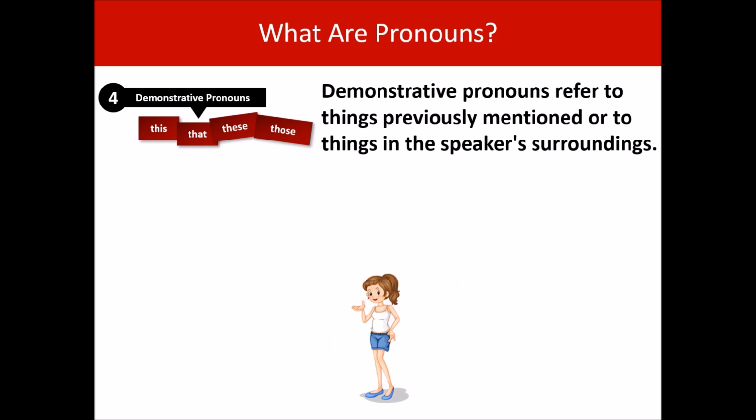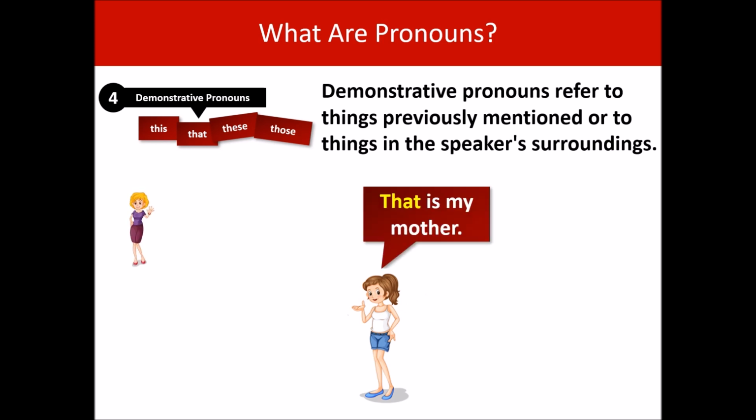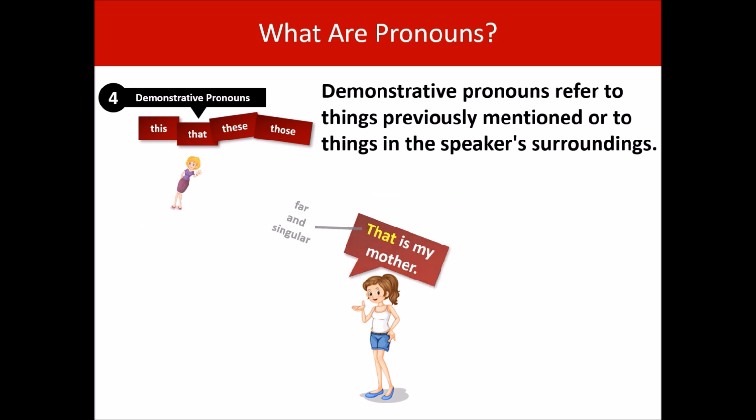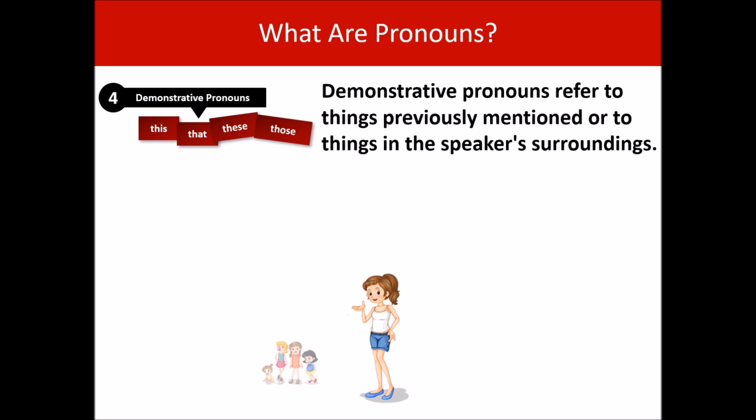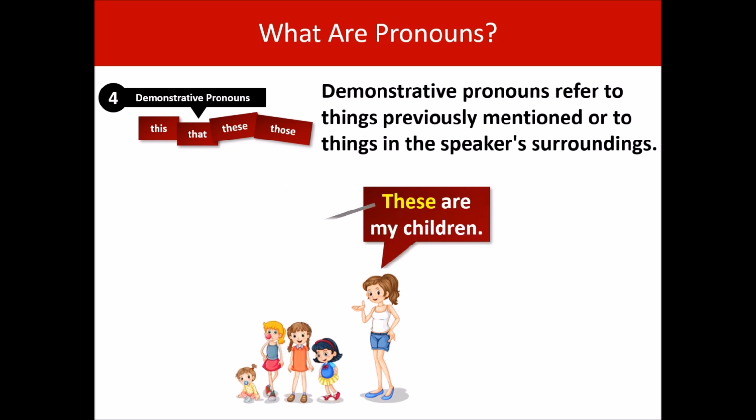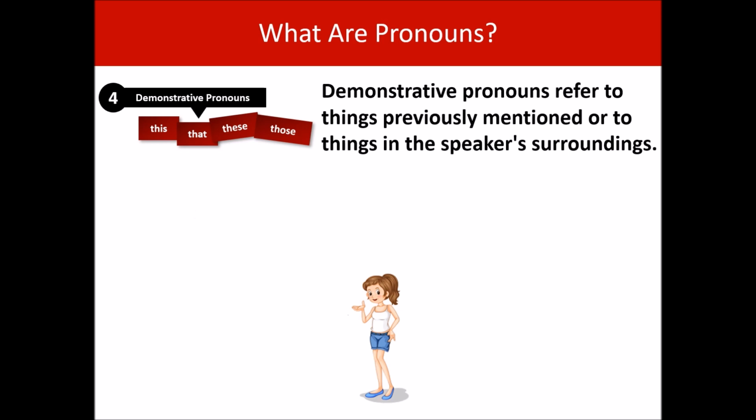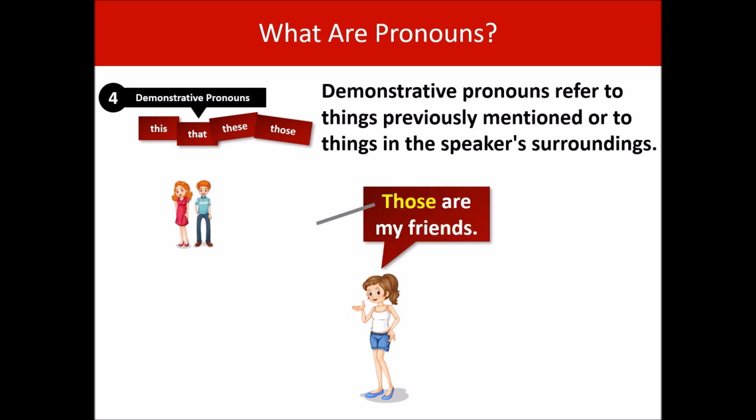Let's look at another example. "That is my mother." This time, the demonstrative pronoun tells us that it's something far and singular. Let's look at another example. "These are my children." These tells us that the antecedent is near and plural. "Those are my friends." This time, the pronoun tells us that the antecedent is far and plural.